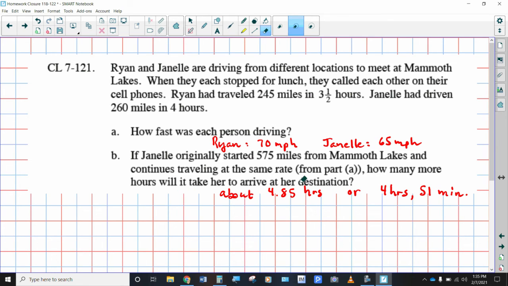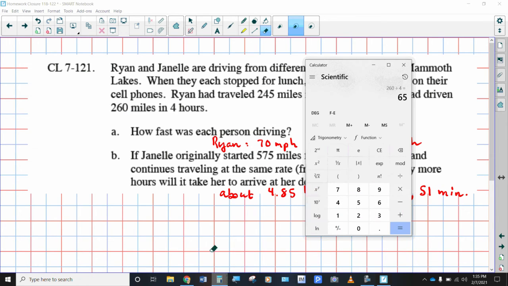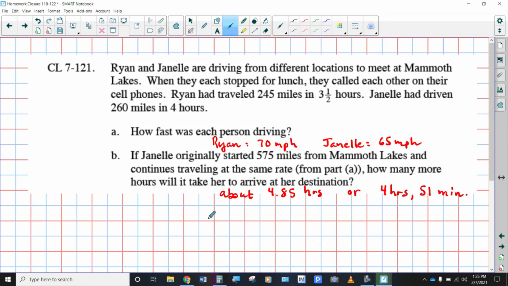Okay, so she has traveled 260 miles. The total distance was 575. So how much does she have remaining? 575 minus 260 means she still has 315 miles to go. So we're going to write that down for distance. She has 315 miles to travel.